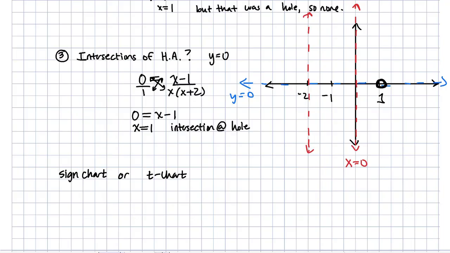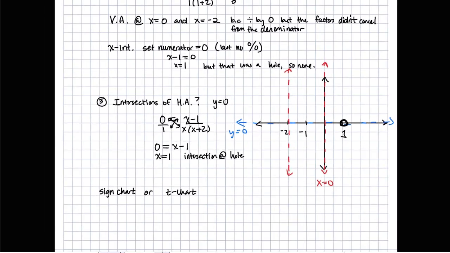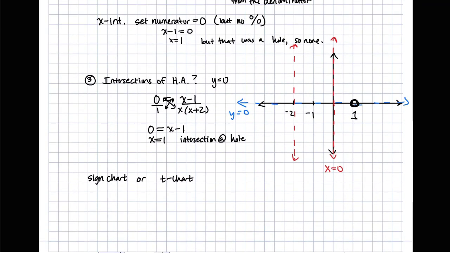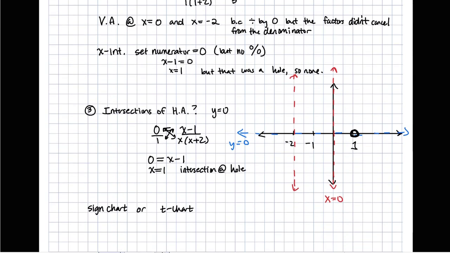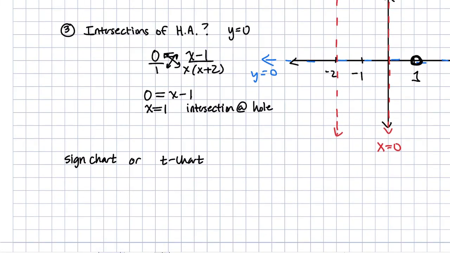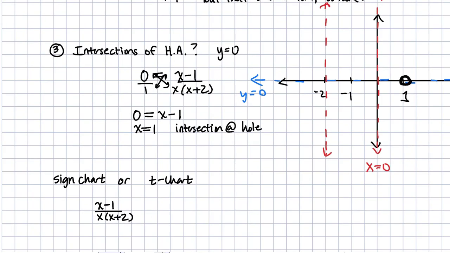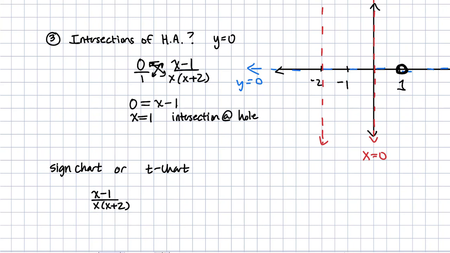Honestly, I really don't have a preference between those two. Let's do a sign chart. Our reduced function was x minus 1 over x plus 2. We want to know the sign, so we've got -2, 0, 1. And we got our factors.